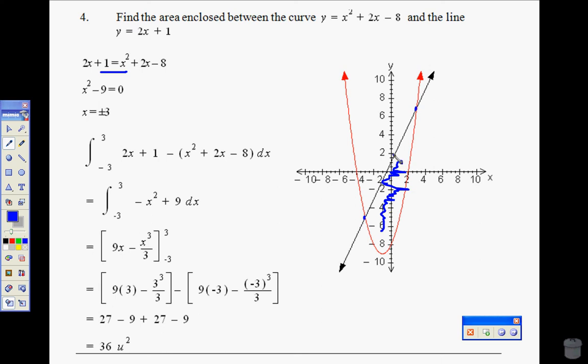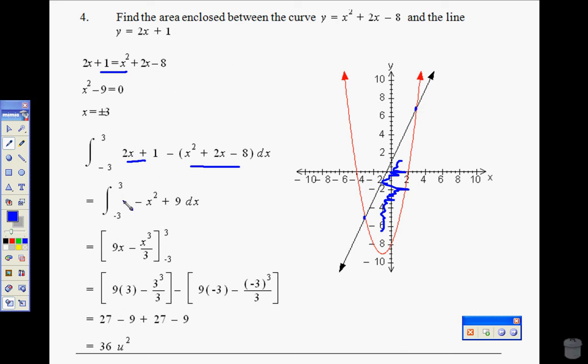But we can see that we have got an area between the top curve, the line 2x plus 1, which is above the x squared plus 2x minus 8. So that's what we do, top curve minus the bottom curve. Be really careful about the signs here. Simplifying that down, 2x minus 2x will go. 1 minus minus 8 gives you a positive 9, and the minus x squared will just be minus x squared there. So that's why it comes down to something nice there.